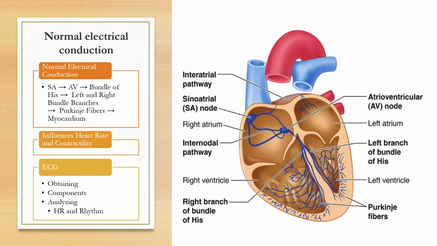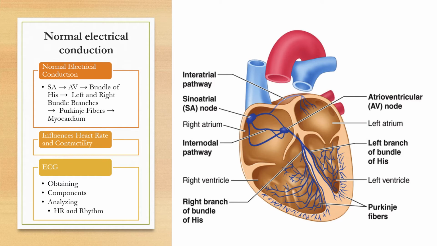And it ends up at the AV node, the atrioventricular node. Now, that electricity that's gone over the atrium is going to result in an atrial contraction, right? So an atrial depolarization causes the myocardium to contract in the atrium. Now the electricity has arrived at the AV node, and it's going to be held there for a short period of time, and we'll talk about that later.